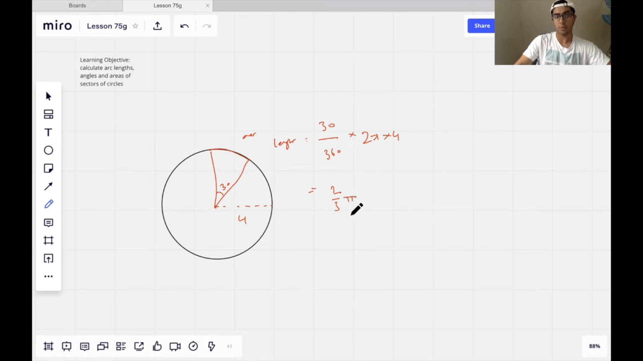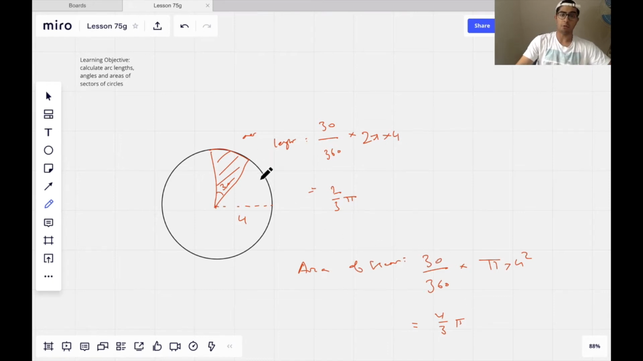And if we were asking about the area of this sector, it is equal to, again, the same fraction, and then we multiply by the area of the circle, which is pi r squared, so pi times 4 squared. That's just 16 pi times 30 over 360, which would be 4 over 3 pi. So that's how we do something like that.